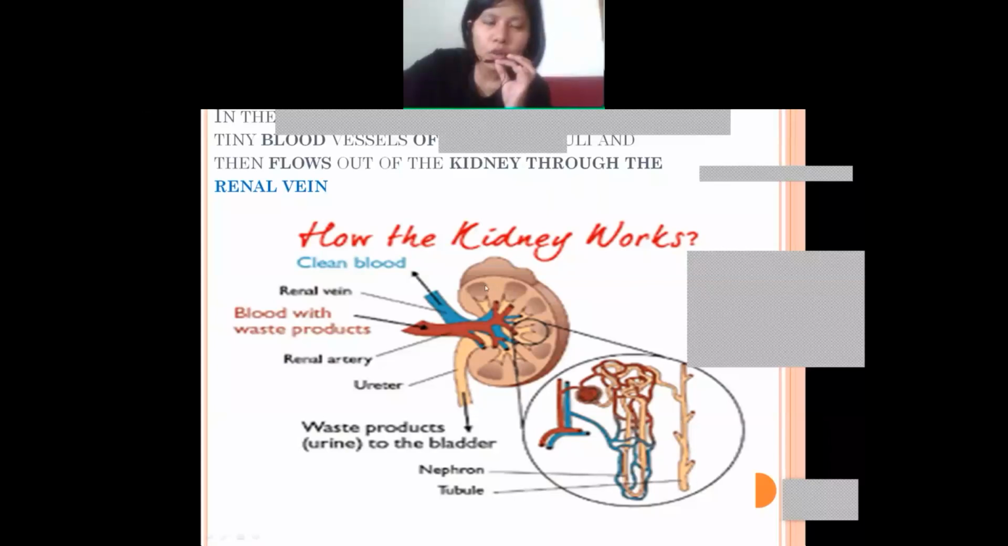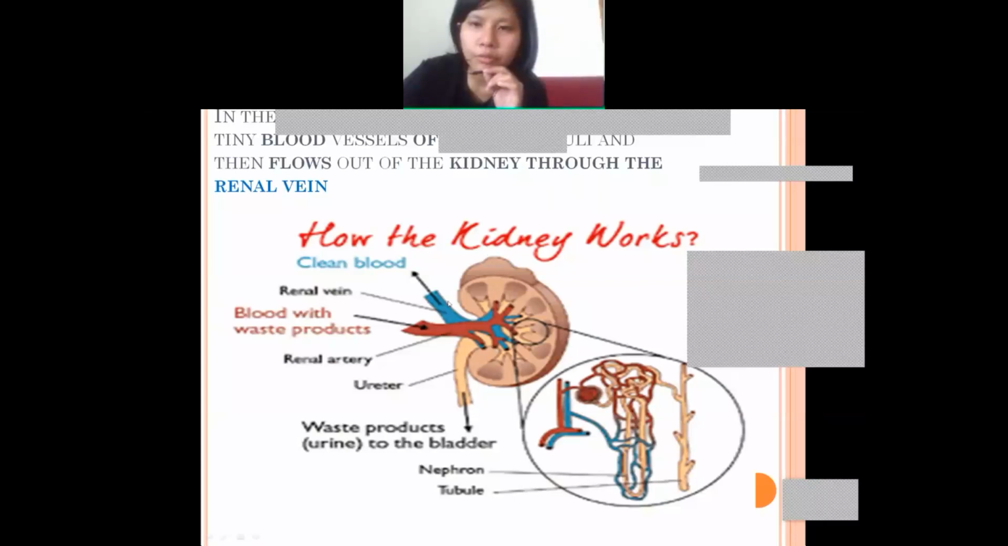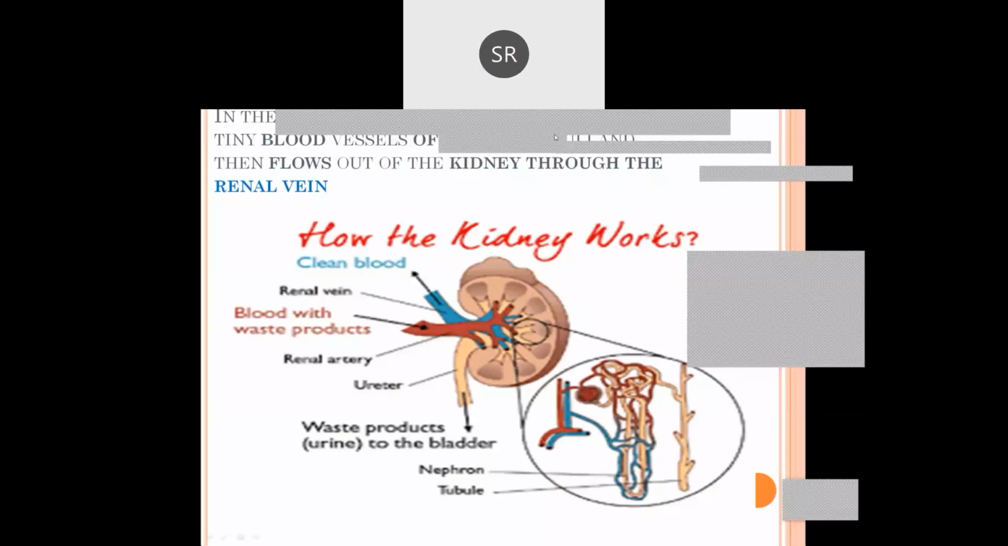What is the percentage of the blood flow of the kidney? I mean, what is the percentage of the cardiac output that goes to the kidney? Like how much percentage of blood flows from the heart to the kidney? Can anybody tell me the answer? 20 to 25%, ma'am. Okay, 20 to 25%. First, the blood will come where, to the renal vein or the renal artery? Renal artery. Okay.